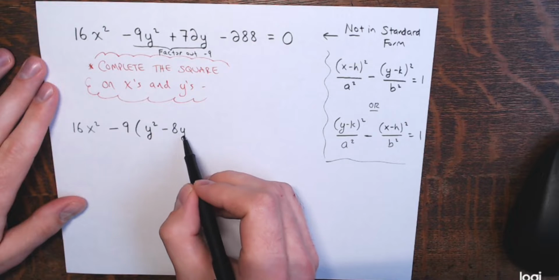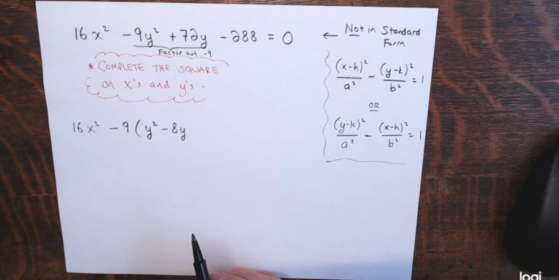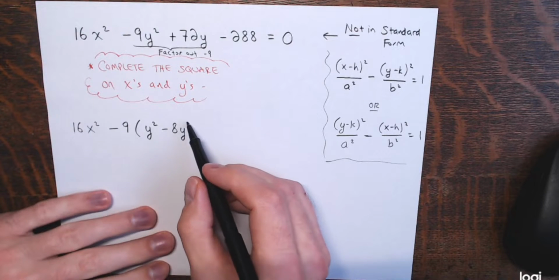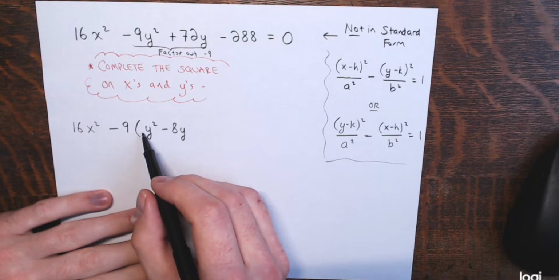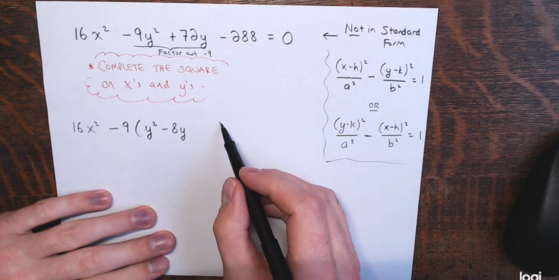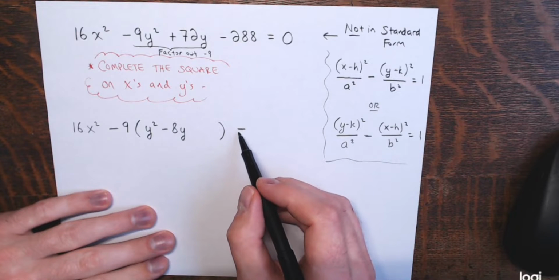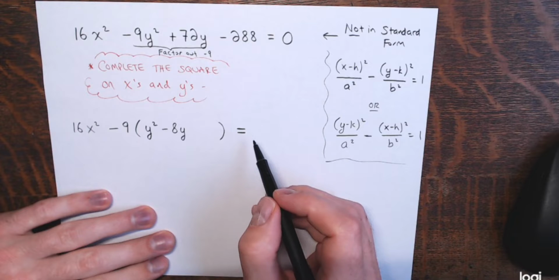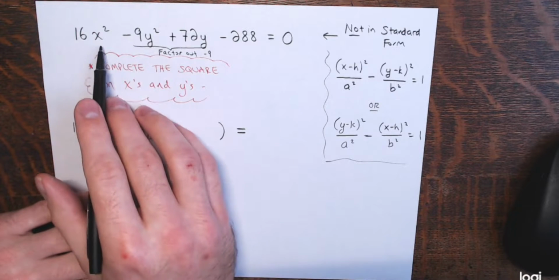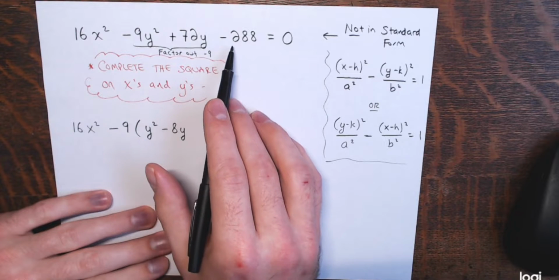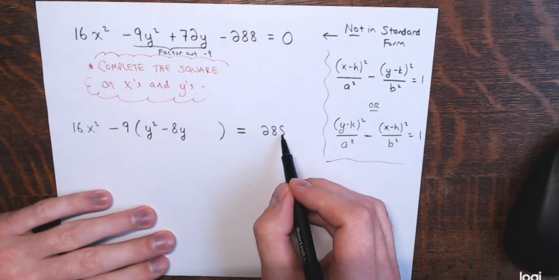Because negative 9 times negative 8y would be positive 72y, like I had originally. And now inside the parentheses, I can complete the square on the y's, right? There's a 1y squared now. So I'm going to leave some space for that number we're going to add to complete the square. And then, the only terms that really concern you in the beginning when you're thinking about completing the square are the variable terms. So I'm going to add this 288 to the other side. So we have positive 288 on the other side.